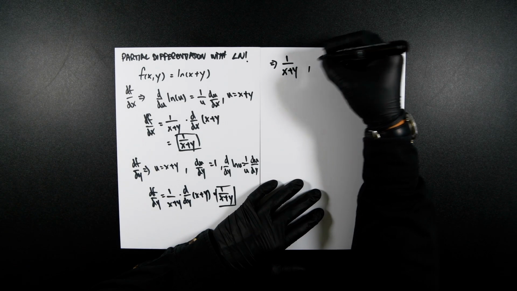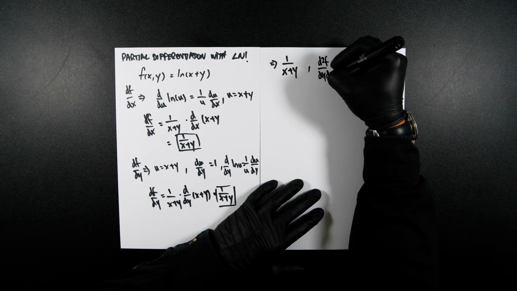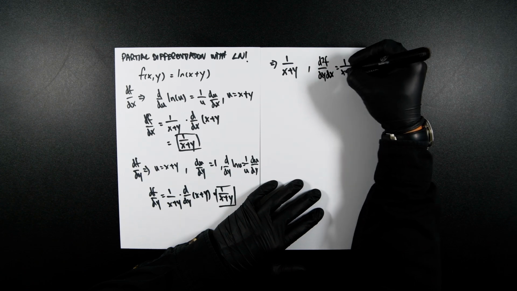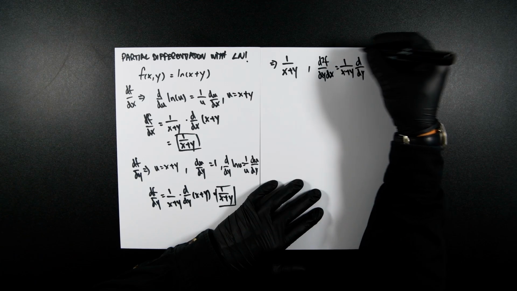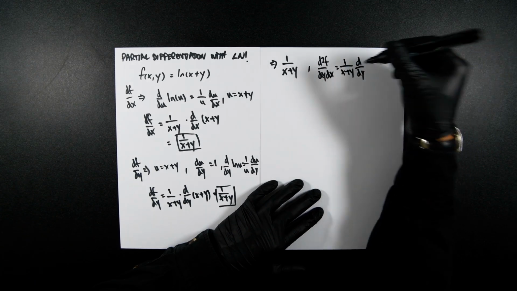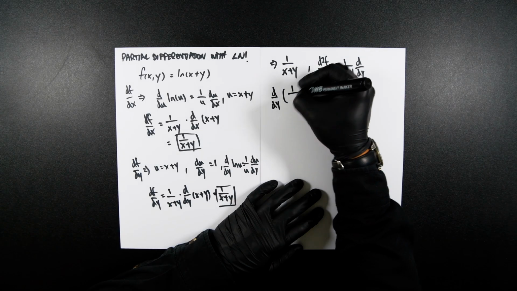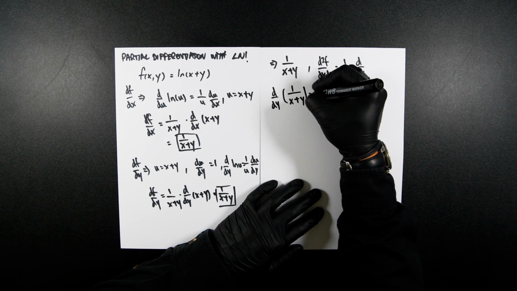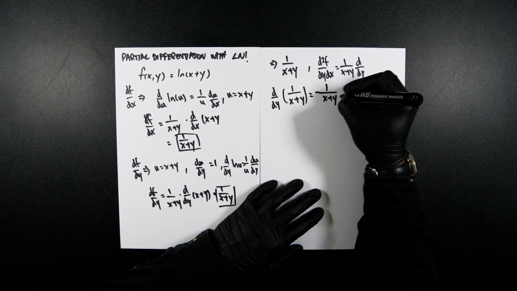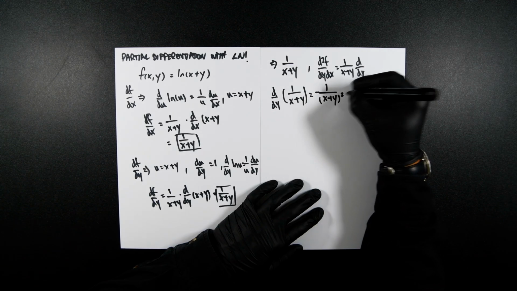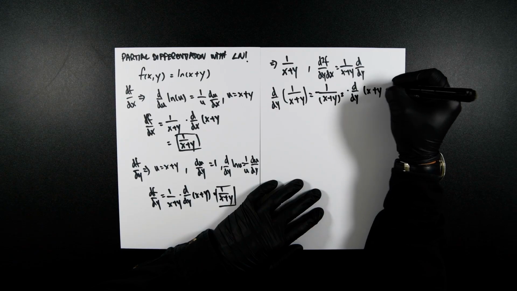So if we now take this and we're going to do d²f/dy dx, it's going to be 1 over x plus y, d/dy. So we're going to differentiate this with respect to y. We're going to use the chain rule again. So d/dy of 1 over x plus y equals minus 1 over x plus y squared, d/dy of x plus y.